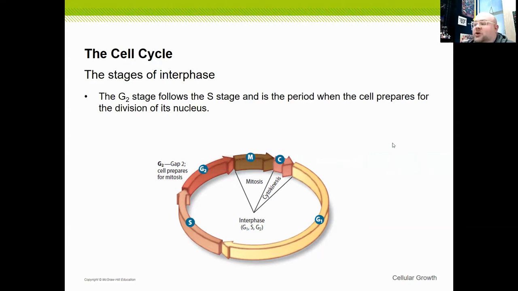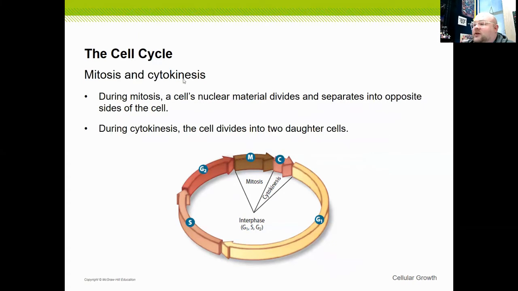We're about to jump into mitosis and cytokinesis. During mitosis, a cell's nuclear material divides and separates into opposite sides of the cell. And then during cytokinesis, your cell turns into two daughter cells. Daughter cells is the word we use for a brand new cell. Think of the original cell like a parent, and now it has two daughter cells. Okay, that's an overall overview of the cell cycle, but let's get into mitosis and the actual parts of mitosis.